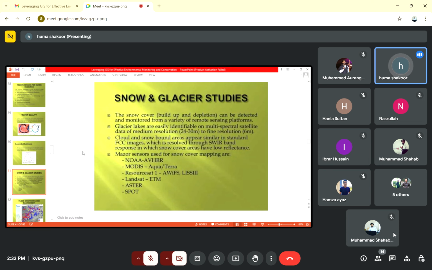Clouds and snow-covered areas appear similar in standard FCC images, which is solved through the SWIR band response, in which snow-covered area has low reflectance. Major sensors used for snow cover mapping are NOAA AVHRR, MODIS, Aqua, Terra, and these Landsat and ASTER, and IRS and Resourcesat are the satellites which are used for mapping the snow cover.